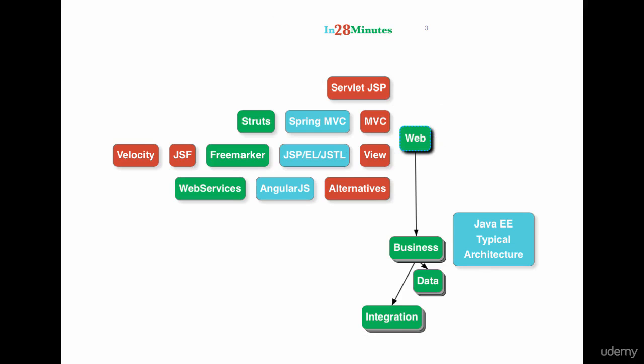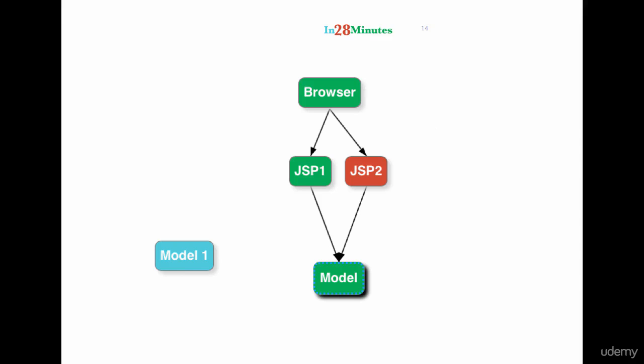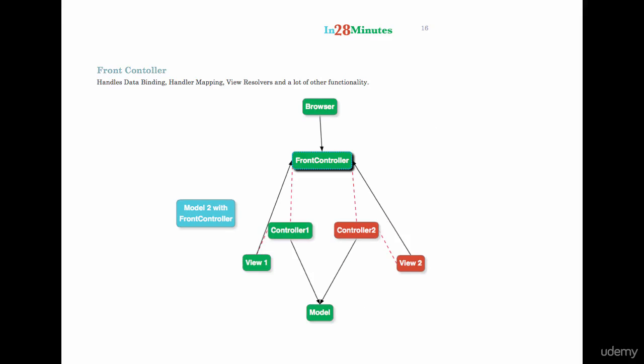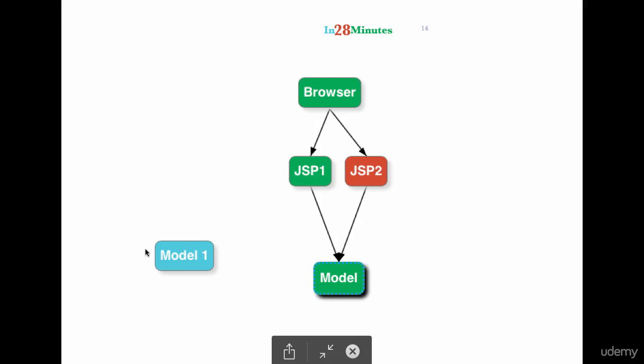Let's dig further into the Model 1 and the Model 2 architectures which are popular in the web layer. The Model 1 architecture is basically from the browser you send the request directly to a JSP. Right now what we are doing is from the browser we are sending it to the controller, and the controller sends it to the JSP. Model 1 was one of the first architectures for web applications where from the browser the request directly was sent to the JSP.